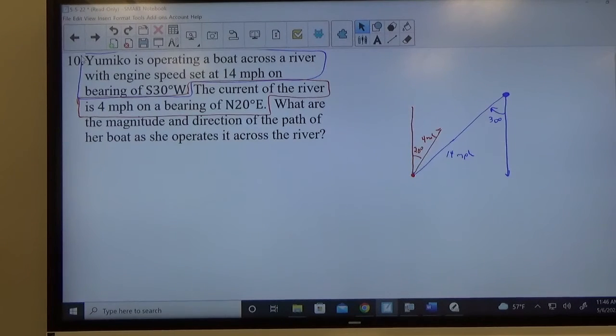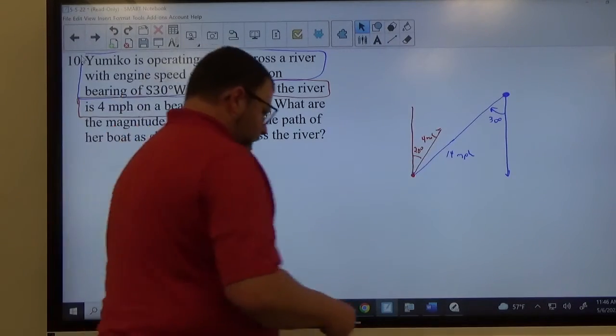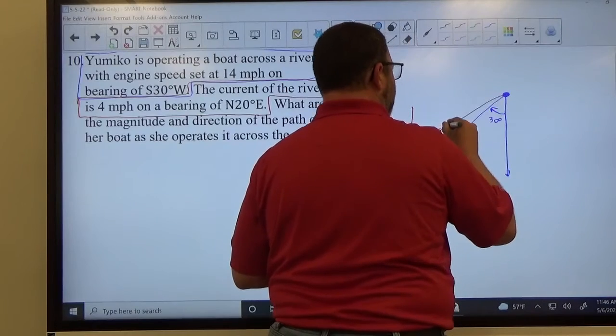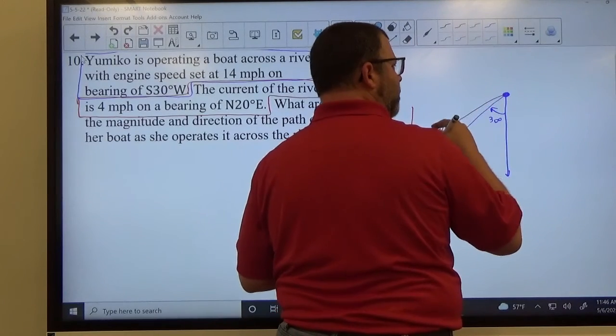So the blue vector represents her boat speed vector, the red vector represents the current speed vector. You can see she's sailing somewhat into the current, so we should expect her to be slowing down because her boat wants to go 14 miles per hour, the current's pushing her slower. And her end result, her resultant vector here, is going to be some magnitude, some direction.